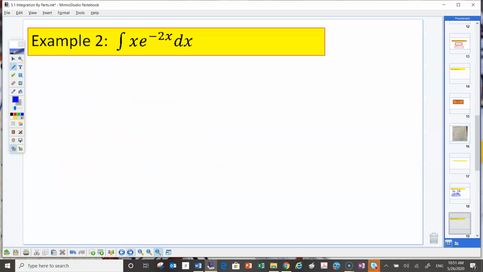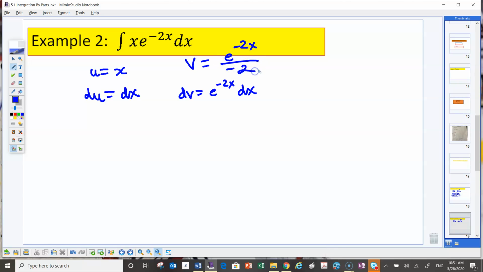All right, in our second example, again, same idea. We're going to let u equal our polynomial x. dv is e to the negative 2x dx. du, again, is going to be dx. And when I integrate dv to get v, the integral of e to the negative 2x is e to the negative 2x divided by negative 2. So therefore, my formula is uv minus the integral of v du.